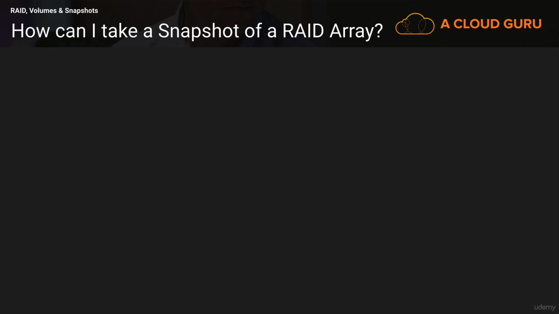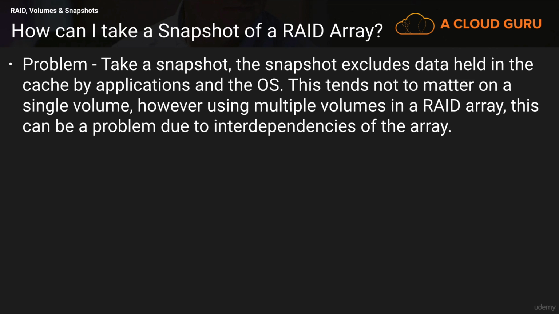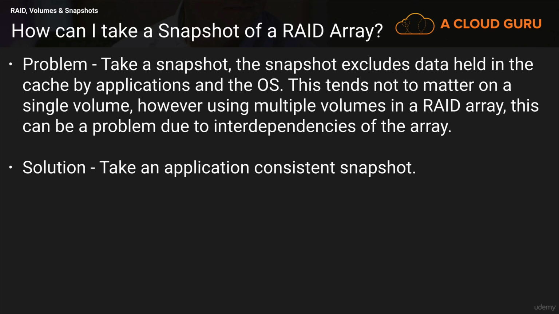Moving on to how we can take a snapshot of a RAID array. There's a problem. If you're taking a snapshot, the snapshot is going to exclude the data held in the cache by applications and the OS. This tends not to matter on a single volume. However, if you're using multiple volumes in a RAID array, it can cause a problem due to interdependencies of the array. So what's the solution?